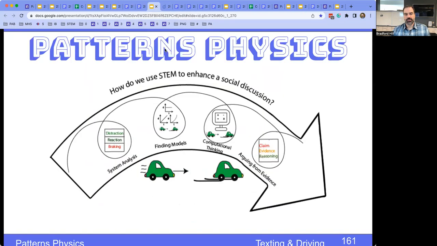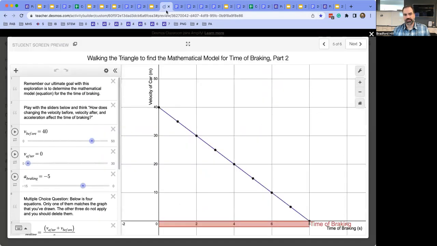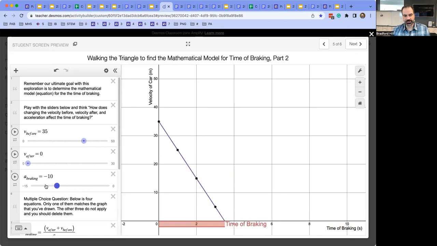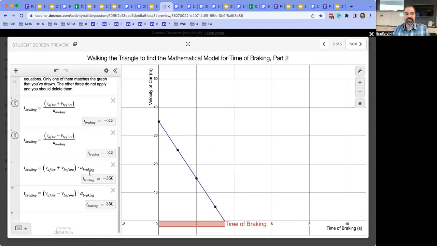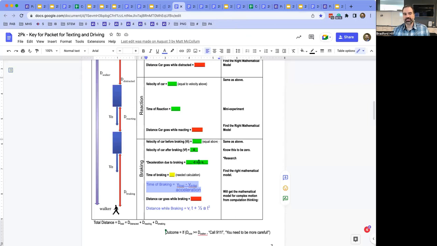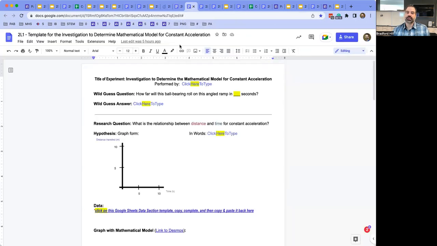And again, so here we're at the finding models in between computational thinking, and I'm just jumping in on the short video. They just play with it, graph literacy. So they just see as you speed up, the time of braking goes up. That's no surprise. Every student could do this. As your brakes become more powerful, the time slows down. And you can do some easy numbers, but in any case, they figure out what mathematical model pulls that off. They put that in their system analysis, and we're moving on.